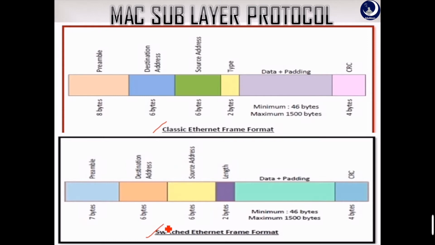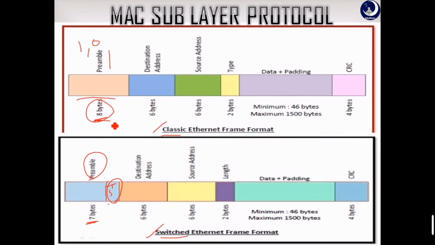We begin with the 8 bytes. This is known as the preamble, which consists of a series of alternating ones and zeros. This allows the clock at each end of the link to synchronize with the other. Next, in the switched Ethernet, we have the start bit. Here the preamble consists of only 7 bytes and 1 byte is allocated for the start of frame, which helps us to indicate this is the start of the frame. Whereas in classic Ethernet, the preamble consists of 8 bytes.